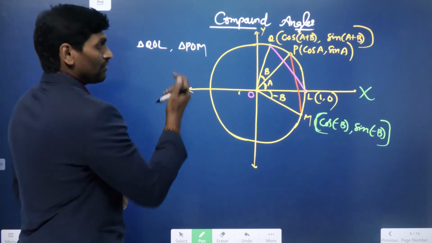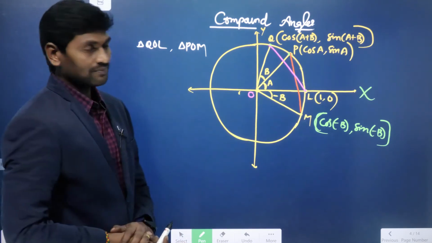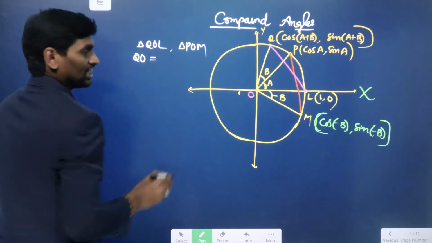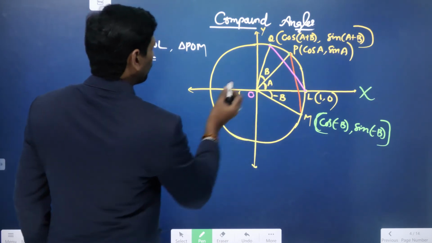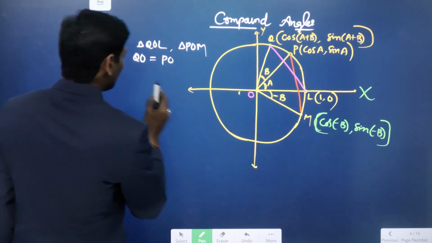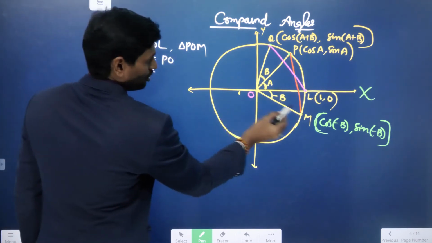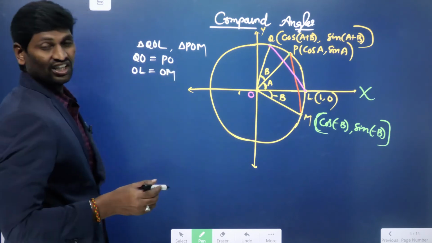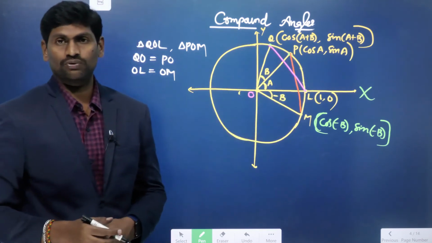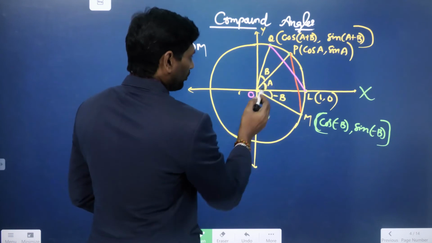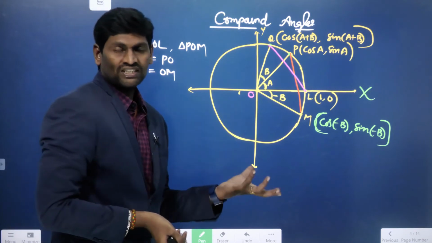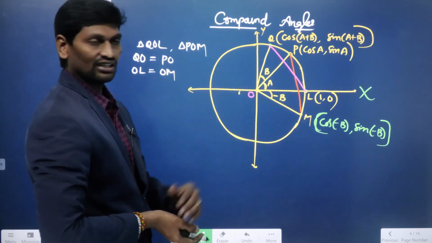Triangle QOL and POM are the two triangles I have taken. From the first triangle, QO is equal to PO of the second triangle. In the same way, OL equals OM. Why can I write this? Because they are all lengths of the radius. In a circle, all radii have equal length. OQ, OP, OL, OM are all radii.